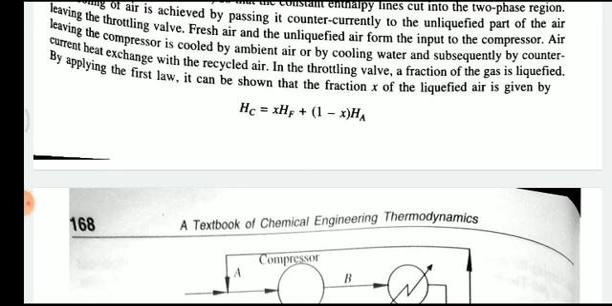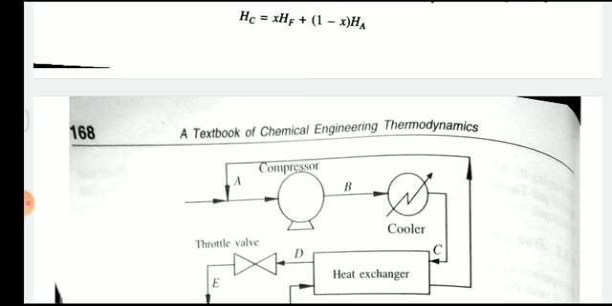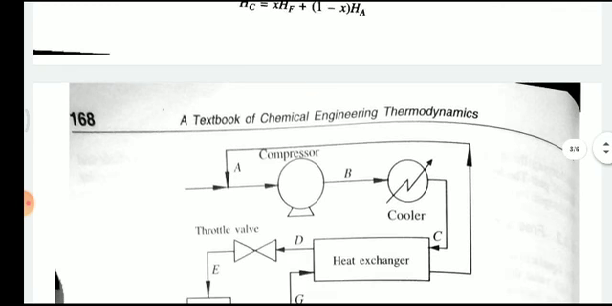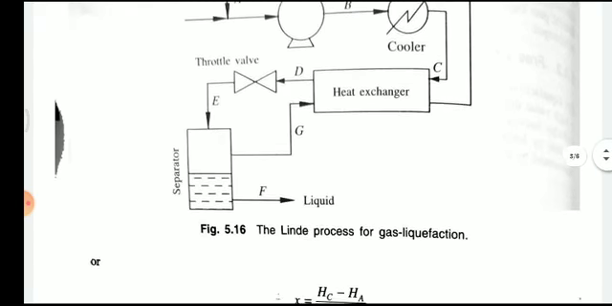In the throttling valve, a fraction of gas is liquefied. By applying the first law, it can be shown that the fraction X that can be liquefied is given by Hc is equal to X of, that is a mole fraction, into HF plus 1 minus X HF. This is the Linde process for gas liquefaction.